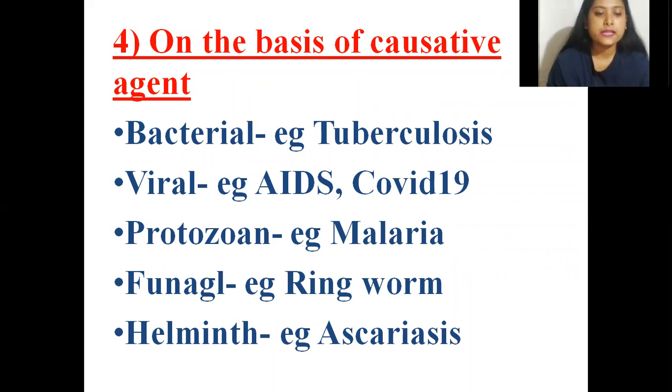And next is fungal disease. Example is ringworm. Then helminth, example is ascariasis. We will consider all these types of diseases one by one in detail. So this is just the basic classification of diseases on the basis of causative agent, the four means that we have just seen.